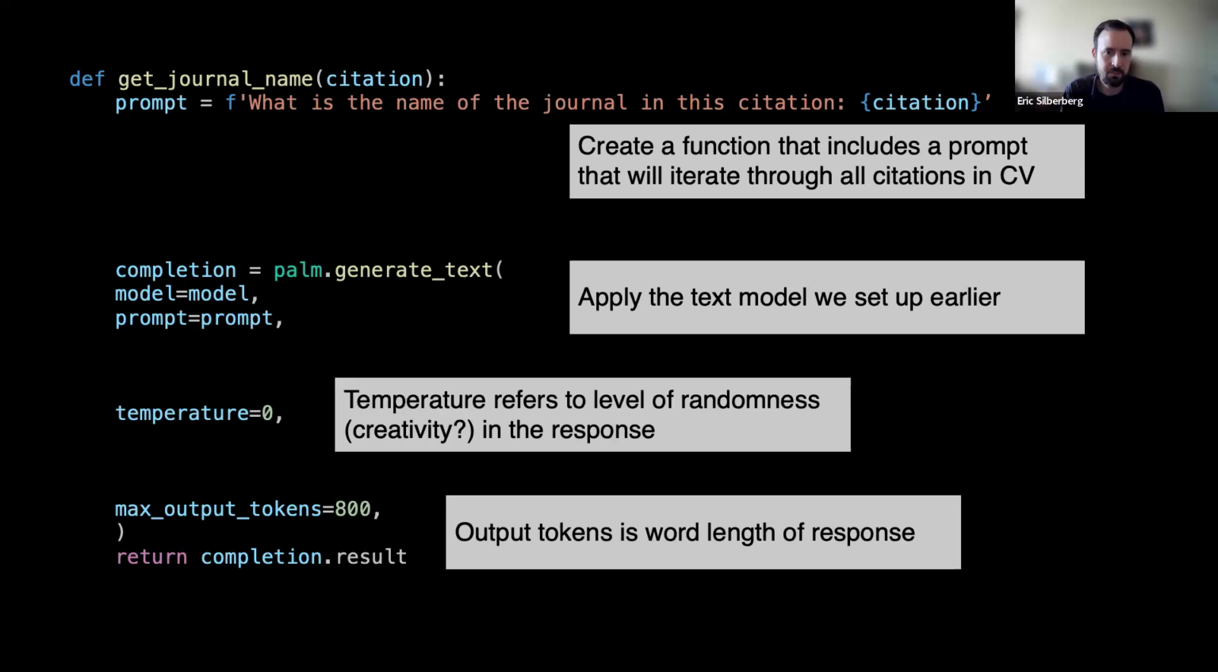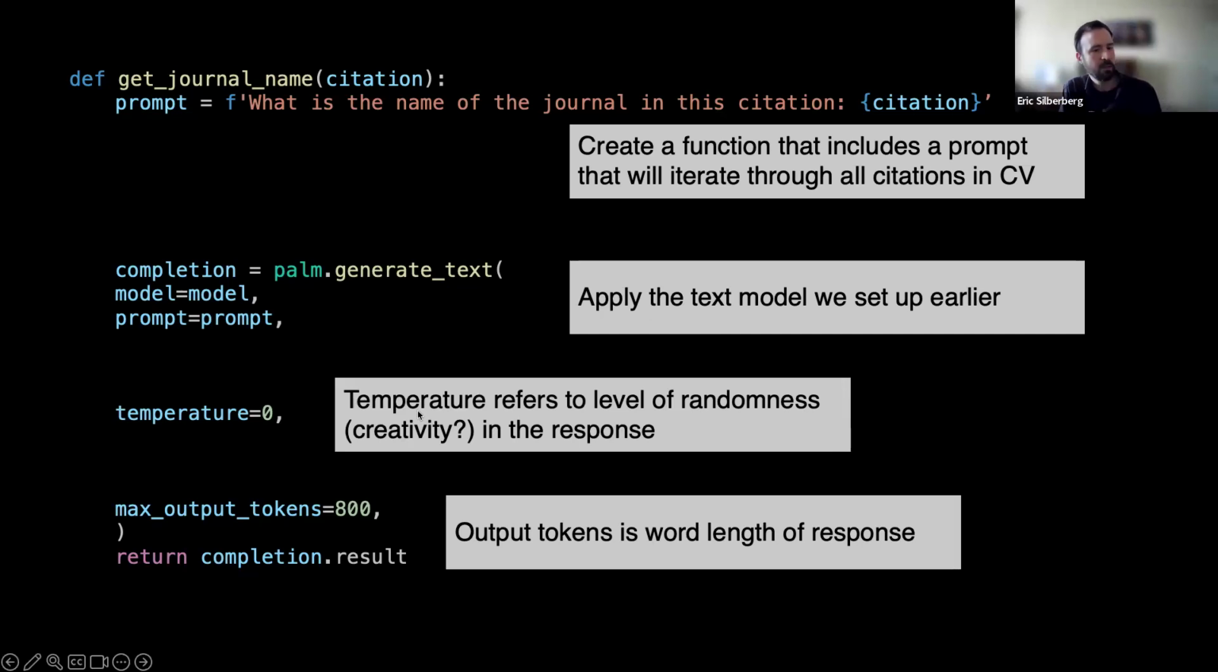that into a neat little function in just a few lines of code. So I create a function that I call getJournalName, and I set up a prompt. And you can see that above in the formatted string: What is the name of the journal in the citation? And then I use the formatted string to iterate through all the citations in a spreadsheet, plugging it into the prompt as we go. Next, I apply the text model that we set up in part A.